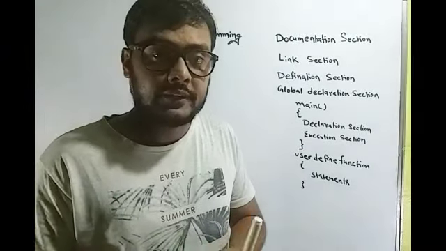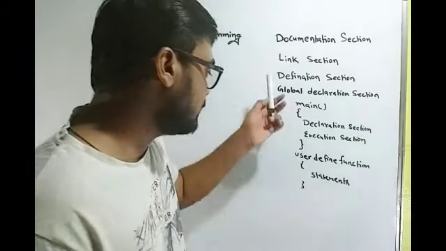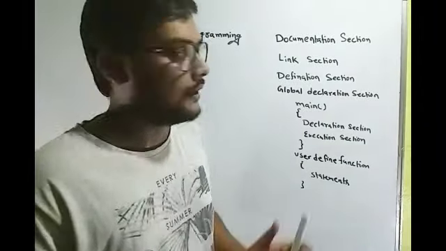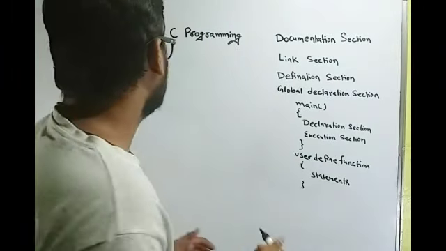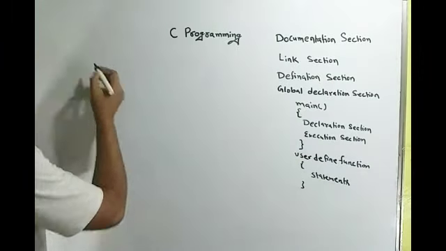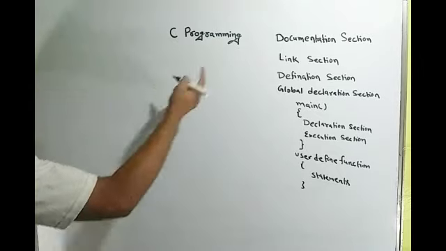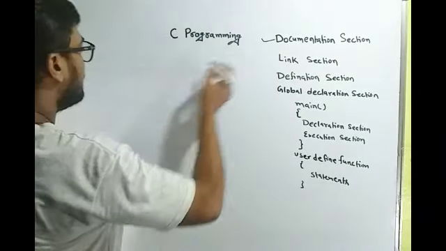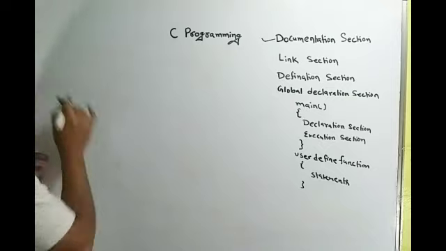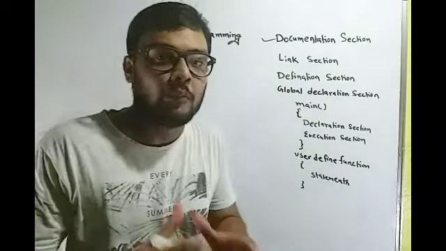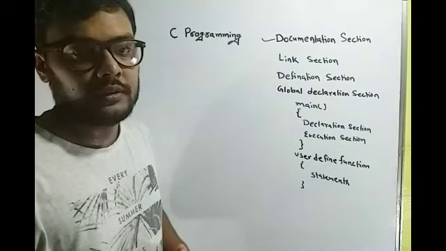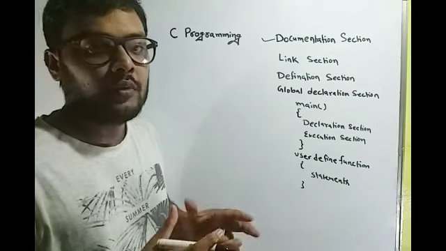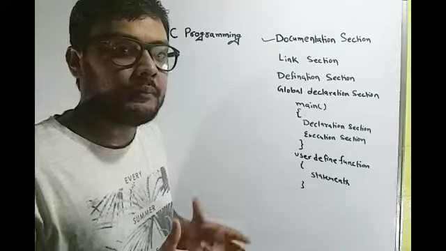So let's try one program and understand which sections are used in it. The program is like that. First is the documentation section. In the documentation section, we generally use comment lines. Generally in C, two types of comment lines are present. One is the single line and the other is the multi-line.